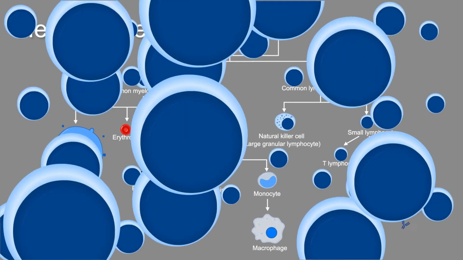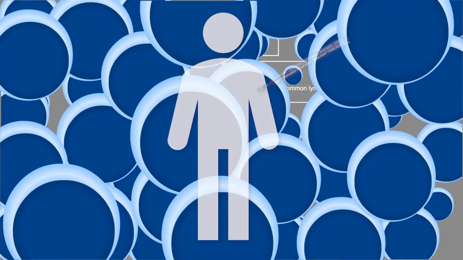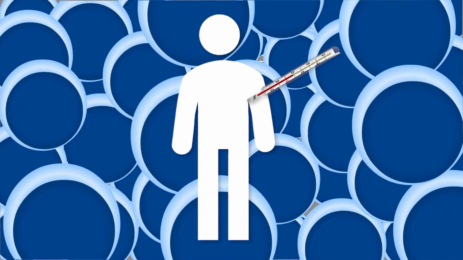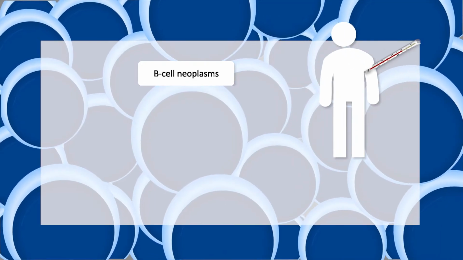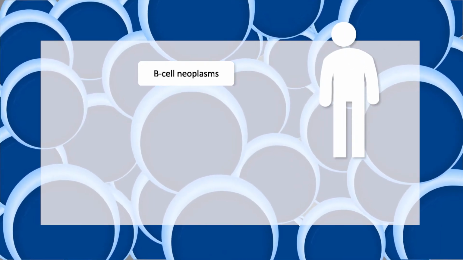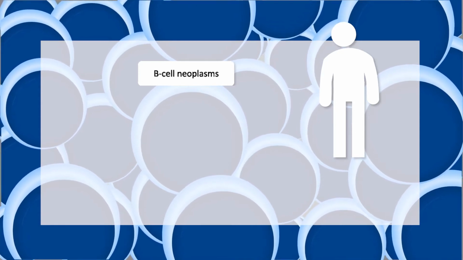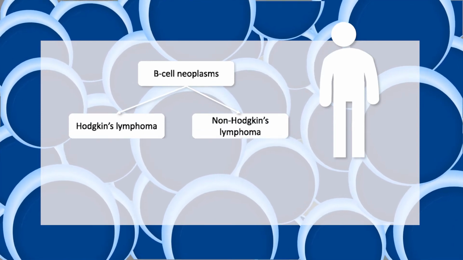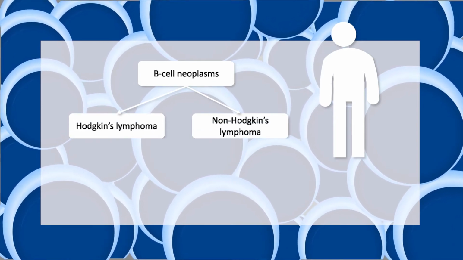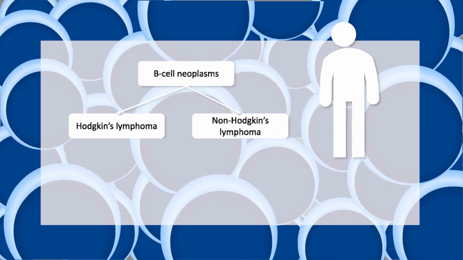B cells divide and multiply as necessary. Sometimes these cells multiply uncontrollably, giving rise to a malignant growth known as B-cell neoplasms. Neoplasms can be broadly and informally classified into Hodgkin's and non-Hodgkin's lymphoma. In our study, we focus on B-cell non-Hodgkin lymphoma, B-NHL hereafter.